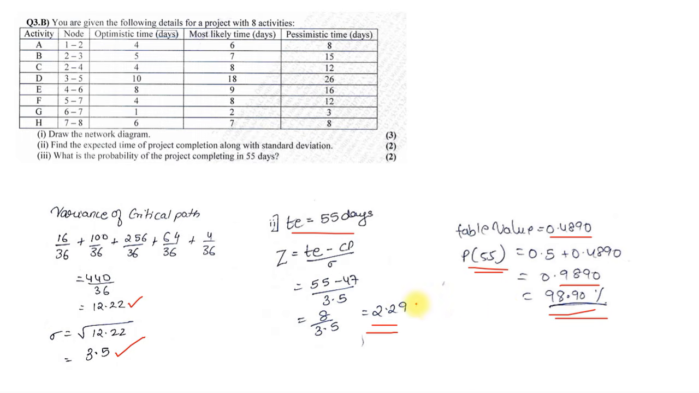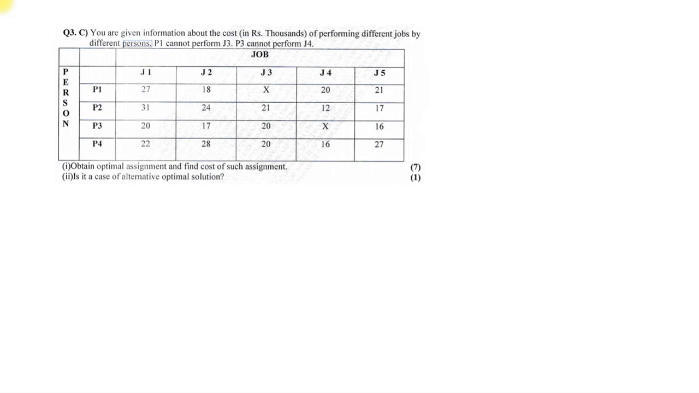Okay, so this is how you'll have to solve the sum based on PERT analysis. This was question number 3B. Now let us check which was the next question. I hope everyone has understood this. The next one was question number 3C. They are giving you jobs and persons and they're asking you for the optimal assignment, and whether it is a case of alternate optimal solution. They just ask yes or no.